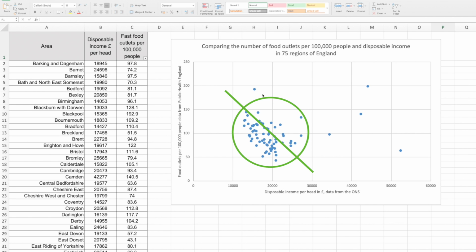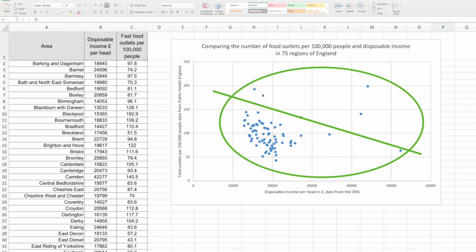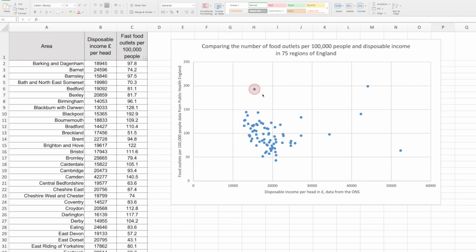There are, however, 5 data points that don't appear to fit the trend. It is probably worth investigating these data points, for if they are included, the trend line would look very different. Let's examine this point first of all. It appears to have a higher y-coordinate than the other points with a similar x-coordinate. That is, this point appears to have a noticeably higher number of fast food outlets compared to the other points with a similar disposable income.